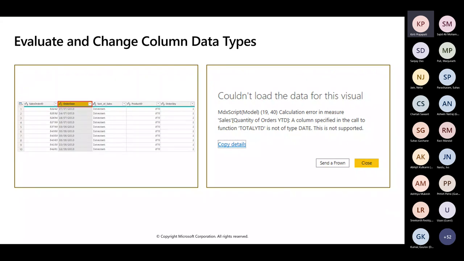For example, this kind of error: could not load the data for this visual because it is getting an error. In a measure like sales quantity order YTD, a column name specified in the call to function is not a type of data, but we can see that order date is in a date format, right? Which is not supported here. So this kind of issue we might have when we are evaluating or making any kind of change column data types. So we have to also think about that.